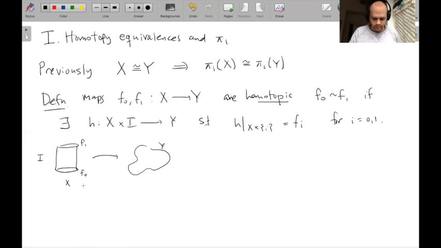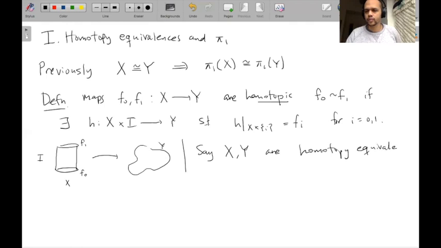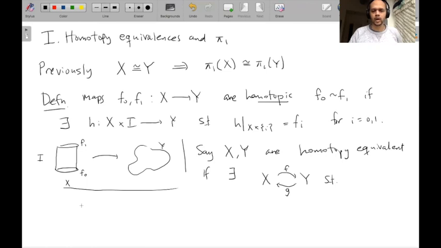And we say X and Y are homotopy equivalent if there exist maps between them, let's say F and G, so that G compose F is homotopic to the identity on X, and F compose G is homotopic to the identity on Y. Okay, so let's see some examples.